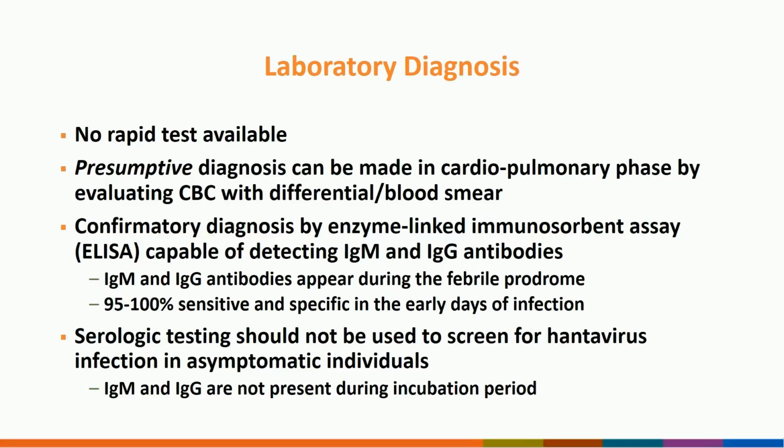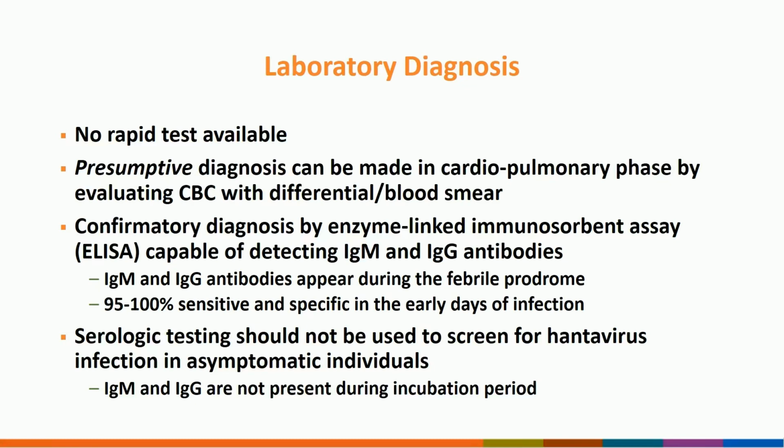Currently, there is no rapid point-of-care diagnostic test for New World hantaviruses like Sin Nombre virus. Thrombocytopenia is seen early during the prodromal phase. A presumptive diagnosis may be made in the cardiopulmonary phase by evaluating the CBC with differential and blood smear using the 5 criteria described previously. Confirmatory diagnosis of hantavirus infection is made by testing with an enzyme-linked immunosorbent assay, or ELISA, capable of detecting IgM and IgG antibodies.